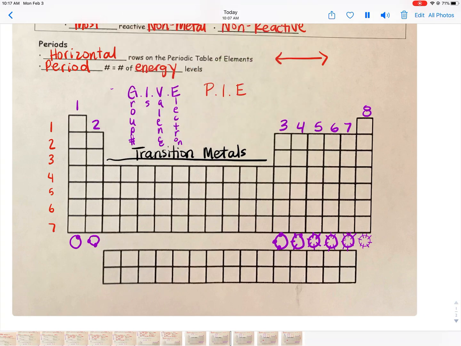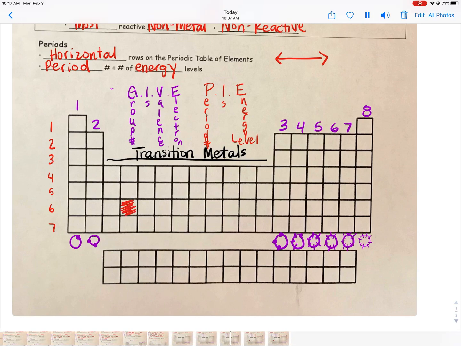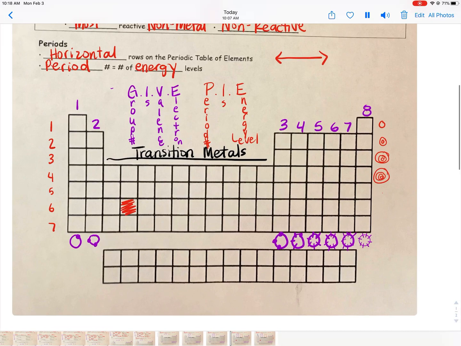The other word that we use is PI. PI stands for period number is energy level. That's what I said earlier. If I looked at this element here, it's on row 6. So I would know without having to draw it, that it has 6 circles or 6 energy levels. So on your large periodic table, draw those circles. I'm only going to 4, but continue with the other ones up to 7.